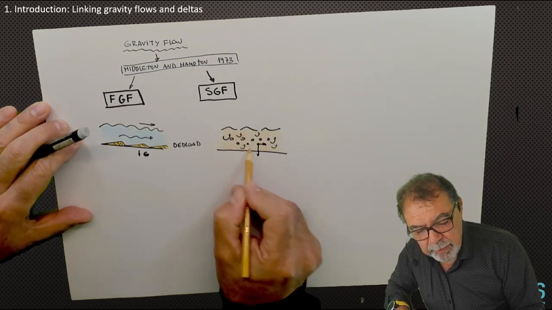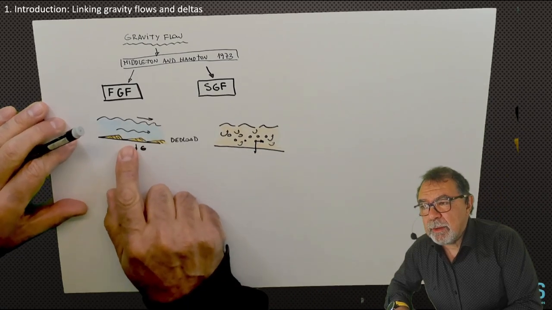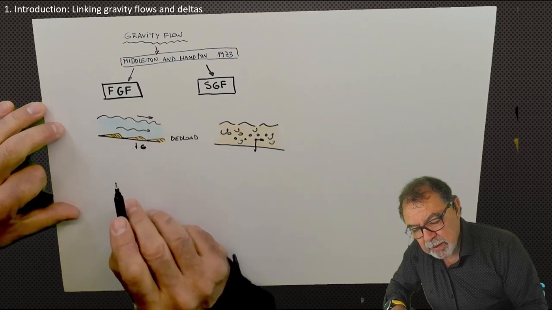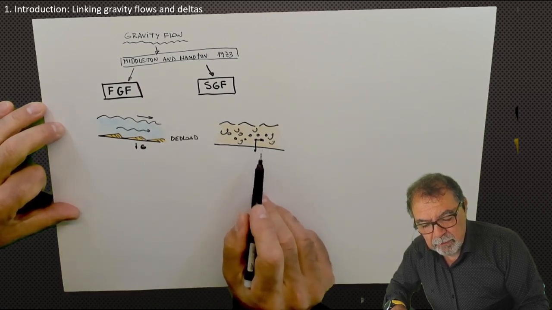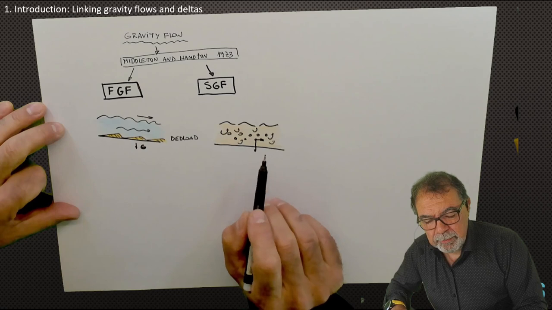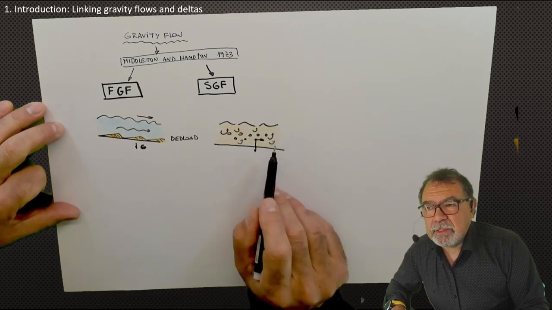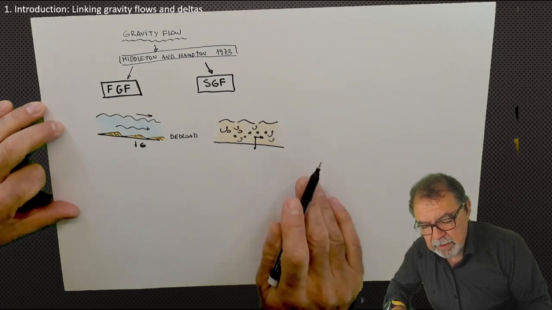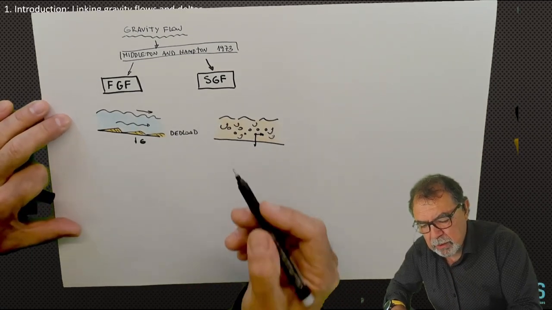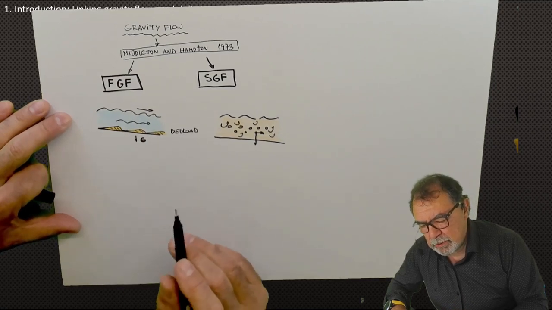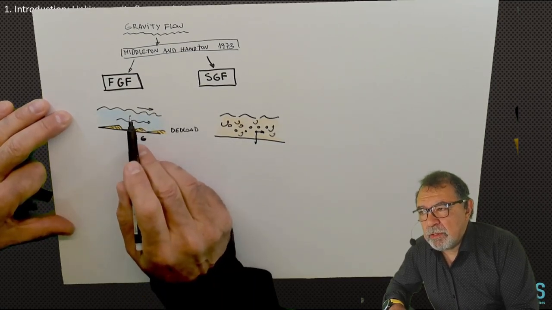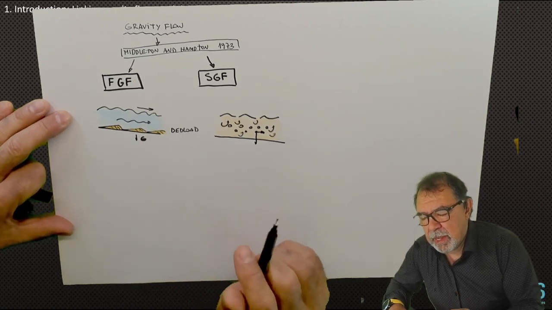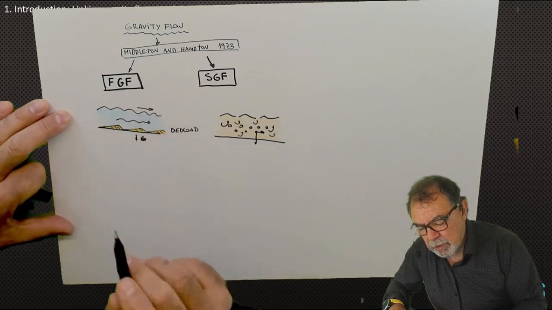Subaqueous and subaerial. And fluid gravity flows are almost all subaerial. This is very important for understanding turbidite, for example, and for understanding accumulation in shelf and deep water environments. But as we are going to discuss during this first introduction, most models we have for deltas, according to the present paradigm, are related to fluid gravity flows.